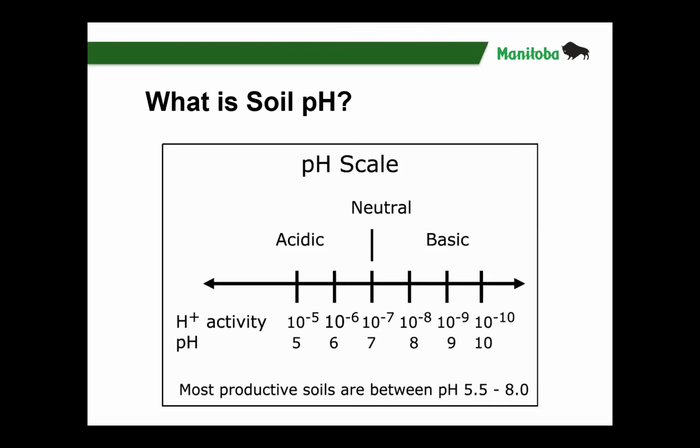There's a wide range, and soils at neutral are never considered right at 7. We consider a neutral soil to be anywhere between 6.5 and 7.5. There's a lot of variability in there, but I just wanted to give that reminder that what we're talking about is the presence or activity of hydrogen that is available in those soils.